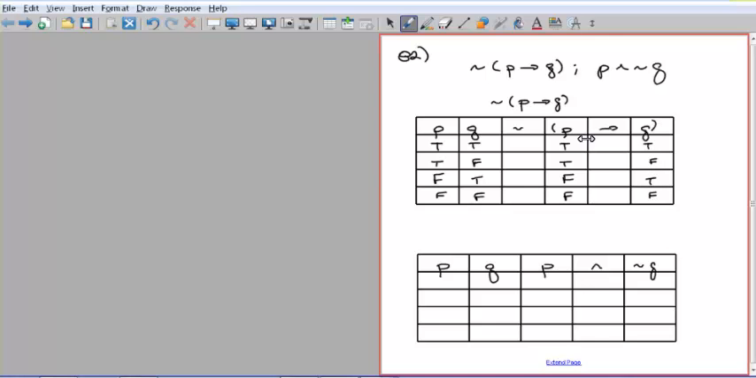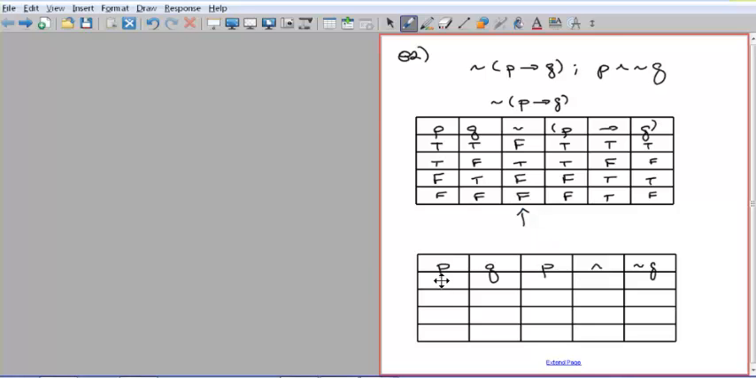Then we do what's in the parentheses first. This is the if-then statement. The only time an if-then statement is false is when the first one is true and the second one is false. And then we take the negation of this whole thing, parentheses, which is the negation of this column. So we get false, true, false, false. So that's what we're going to compare here in a second.